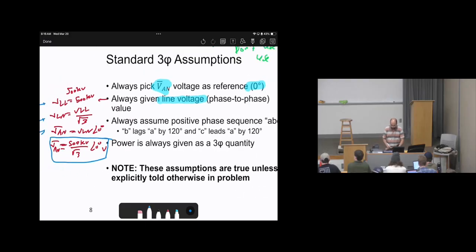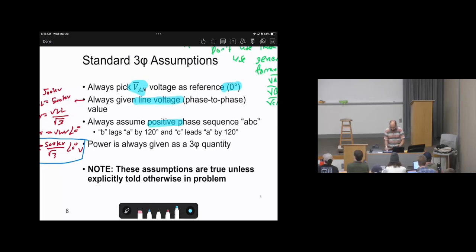Then what else? If you see in the problem statement that the voltage is V line to line or V line to neutral, use what you have in the problem statement. If there is no indication, again, this is line to line. The other thing: if you don't see any information about the sequence, then the default is positive sequence. If the problem statement says, assume this system is negative sequence, then use negative sequence. Assume positive sequence, use what you have. If there is no indication at all, the default for any system is positive sequence. So keep in mind, if there's no information about the sequence, positive sequence.